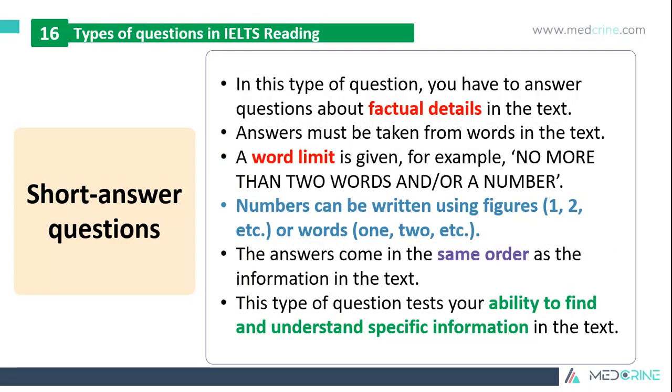Another question type is the short answer question, and in this case, you have to answer questions about factual details in a text. The answers must be taken from the words in the text, and a word limit is given. For example, you may be required to write no more than 2 words and/or a number. In this case, numbers can be written using figures or words. The answers come in the same order as the information in the text, and this type of question tests your ability to find and understand specific information in the text.